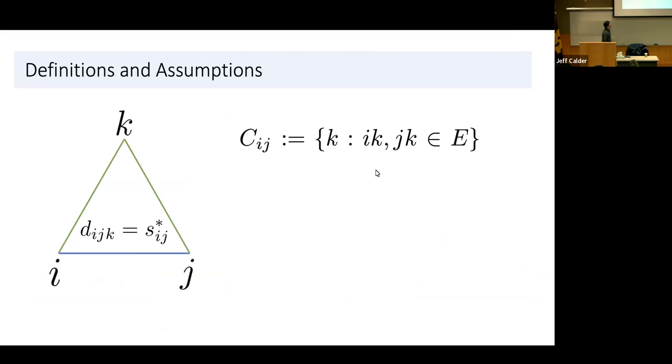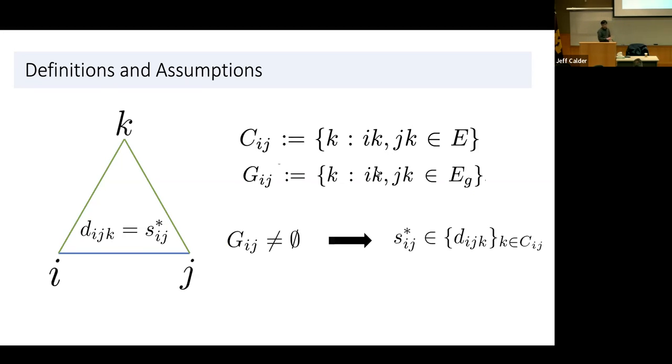Before we move on, let me introduce some more assumptions and notation. For each fixed edge ij, I call Cij all the 3-cycles that contain it. And Gij is the so-called set of good cycles, which I define as those where the other 2 edges are clean. I make the assumption that this Gij is not empty. That means for each edge, there must be a good cycle.